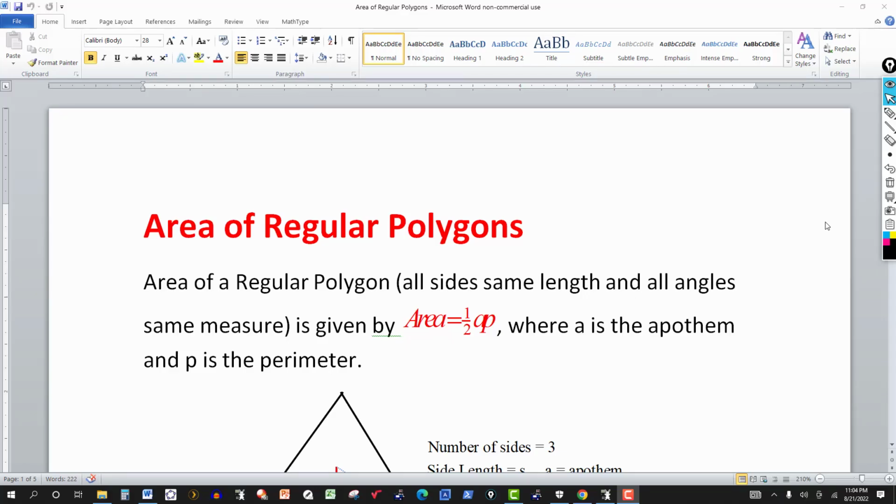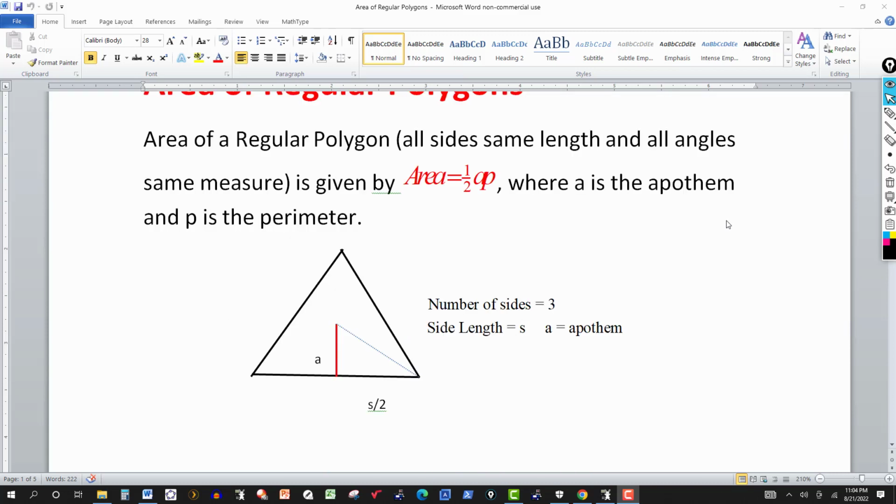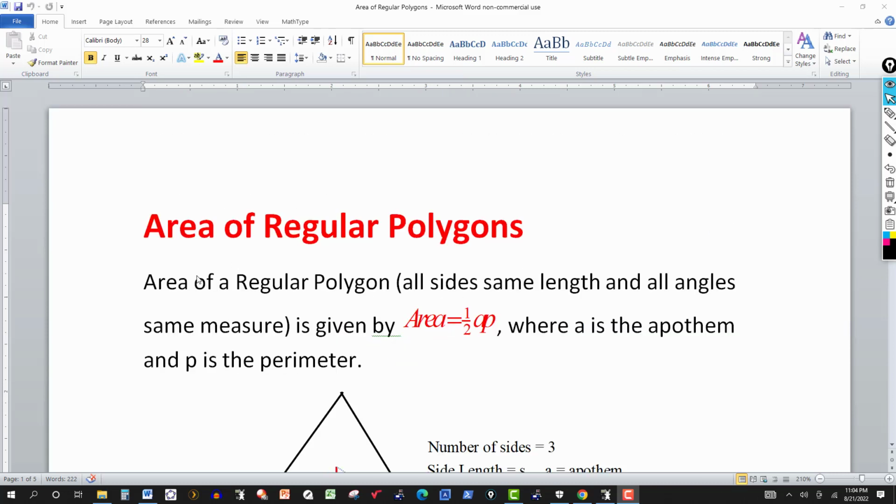In this video, we're going to be looking at different formula options for finding the area of a triangle, or in some cases a regular polygon. So let's look at what we have here. It's the area of a regular polygon. That means all sides the same length, all angles the same measure. It's given by this formula. The area is 1/2 A P, where A is the apothem and P is the perimeter.